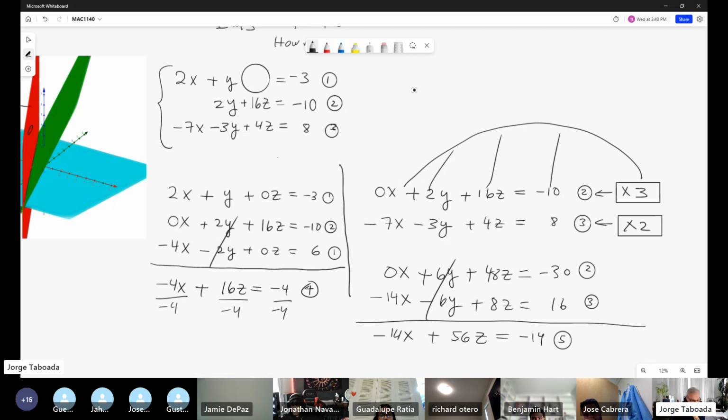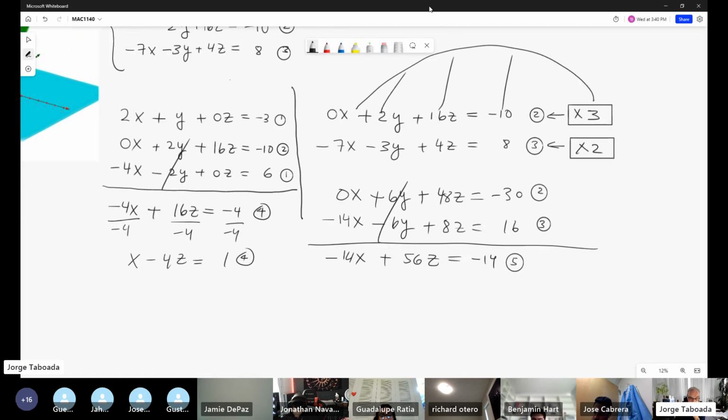So it's x minus 4z, because 16 divided by negative 4 is negative 4, equals 1. So this is equation 4, exactly the same, but easier. The coefficients are 1, negative 4, and the right side is negative 1 or positive 1? Positive 1. Likewise, in equation 5, we can do simplification.